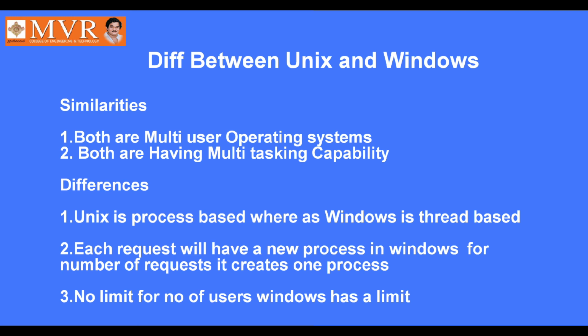And the third one is, there is no limit for the number of users. Of course, Unix can work with any number of users, whereas with Windows, you all know that we need to purchase for a single user, 2 users, 3 users, 4 users. Otherwise we cannot use the Windows operating system. So there is a limit on Windows, but there is no limit on Unix.